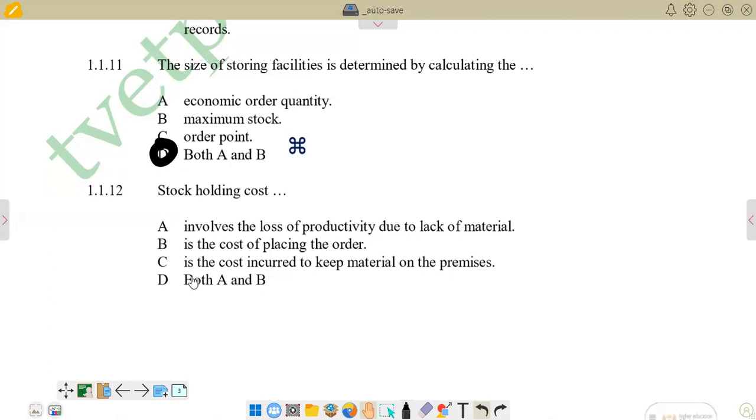Then we'd see that C is the most correct answer that we have there, which is the cost in care to keep material on the premises. Remember, stock holding costs, they are just storage costs. So C becomes the correct response that we have.